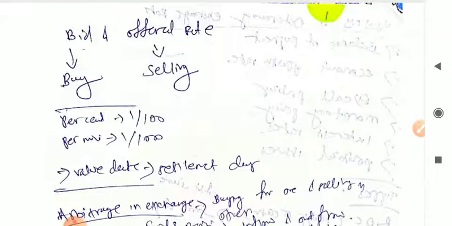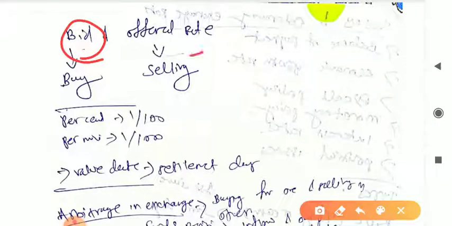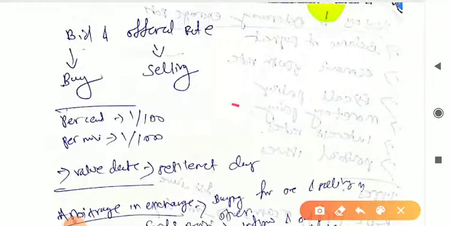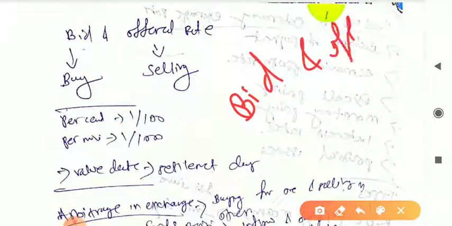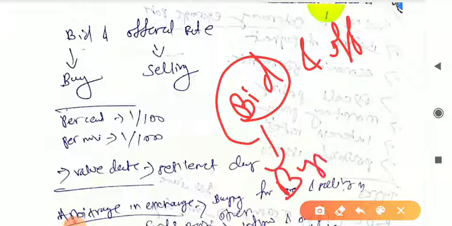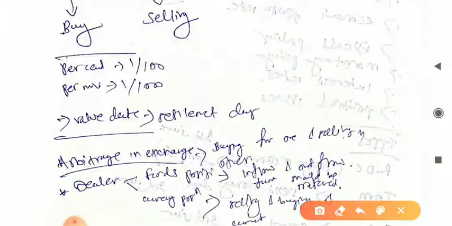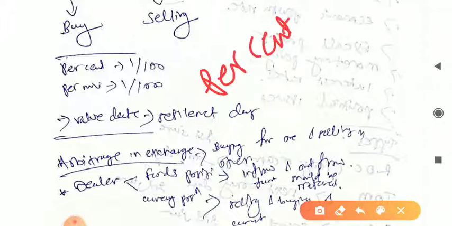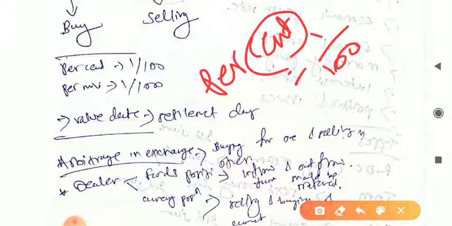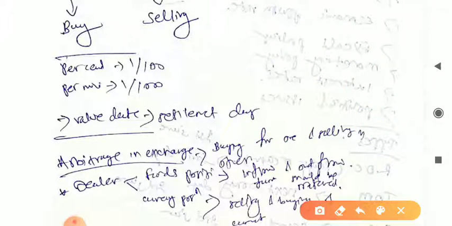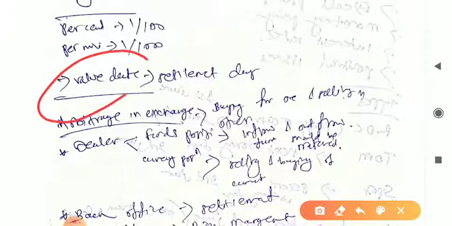Bid and offered rate. Next one will be bid rate and what is offered rate. Bid rate is the buying rate, offered rate is the selling rate, right? Simple definition. Percent means 1 by 100, meaning century. Per mil means 1 by milli, 1000, right?